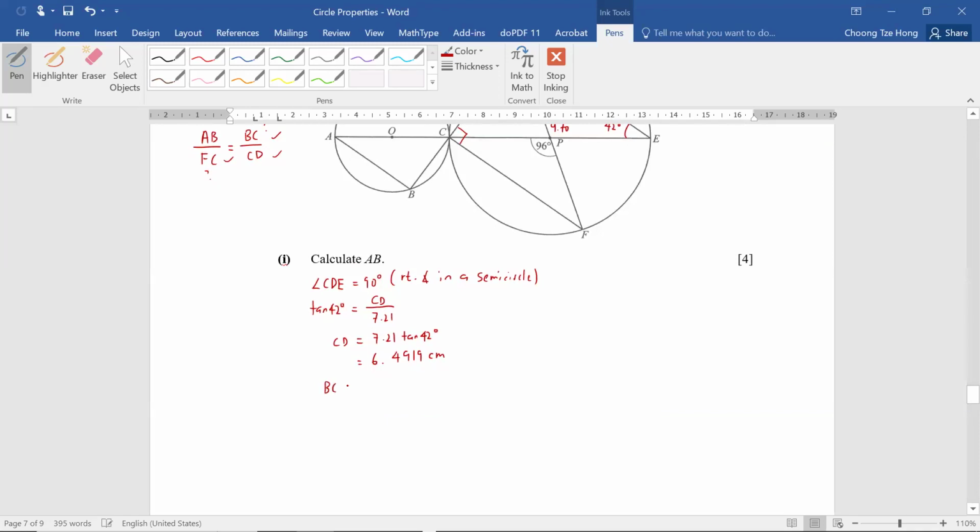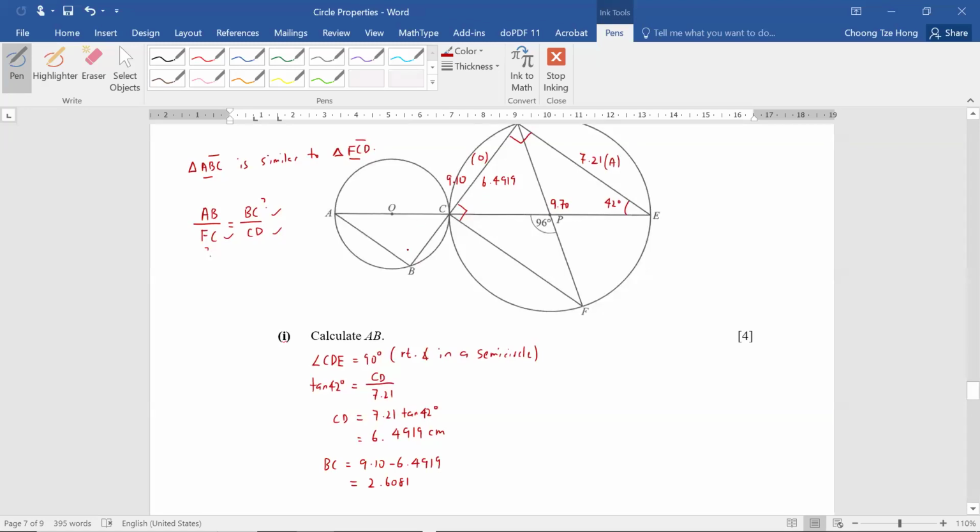Right? Okay, so once I know CD, then I can find BC, right? So BC will just be 9.10 minus 6.4919. So that will give me 2.6081. Okay, so I found two things that I need for the equation. So this is 2.6081. So this is BC.